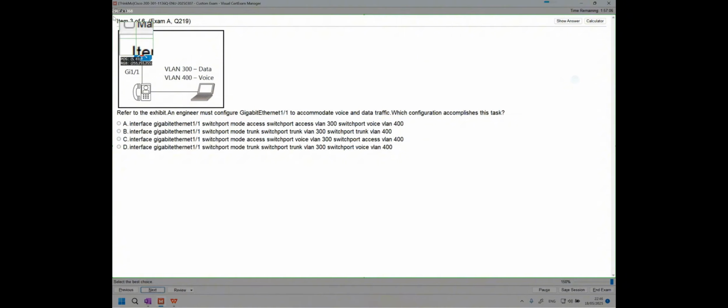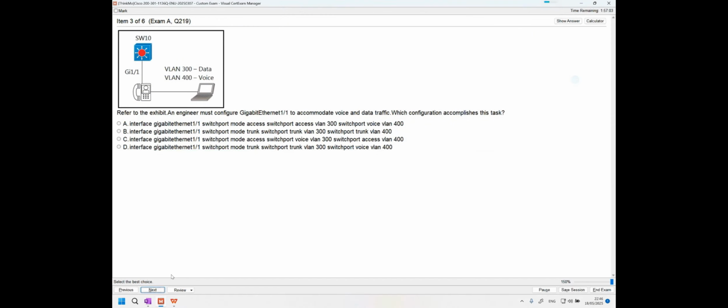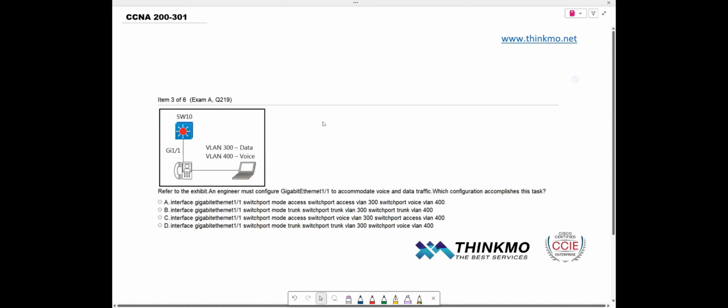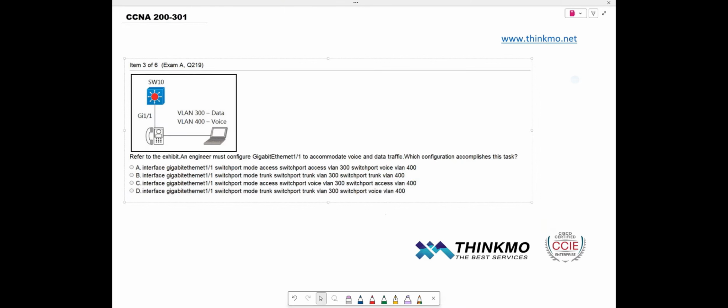The third question is also based on that diagram. Actually, several of these questions come with diagrams. This question is actually quite simple. It says, referring to the diagram, what must the engineer configure on the G0/1 interface of this switch to make it capable of handling both voice traffic and regular data traffic? So how should we configure it?